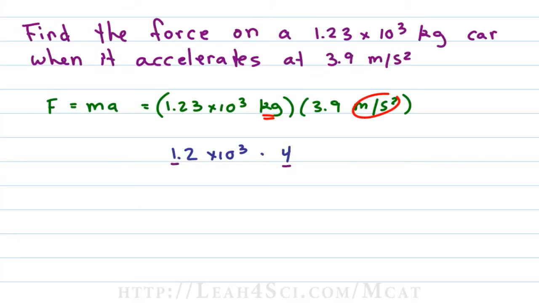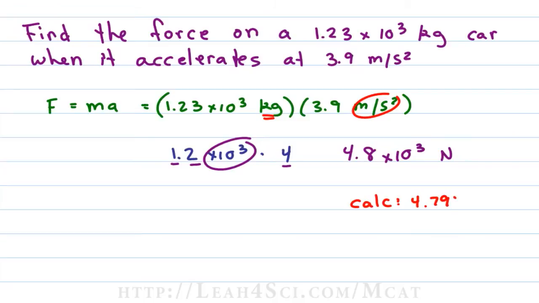1 times 4 is 4. 2 times 4 is 8, gives me 4.8. Keep the exponent, times 10 to the third, and the units newtons. So the force is 4.8 times 10 to the third newtons. To show you how close we are, on the calculator I got 4.797 times 10 to the third, which is actually 4.8 when you round it.